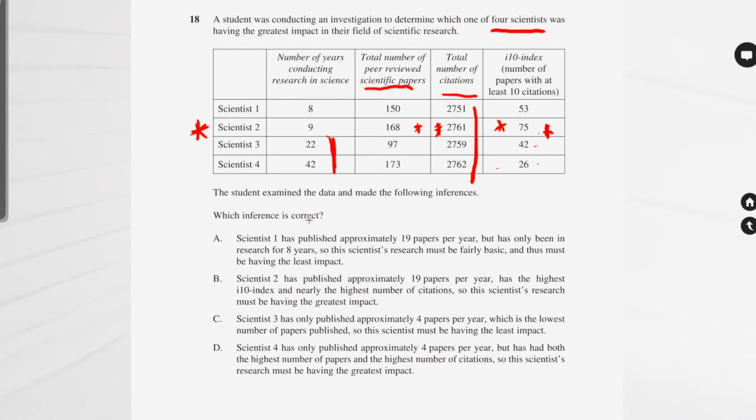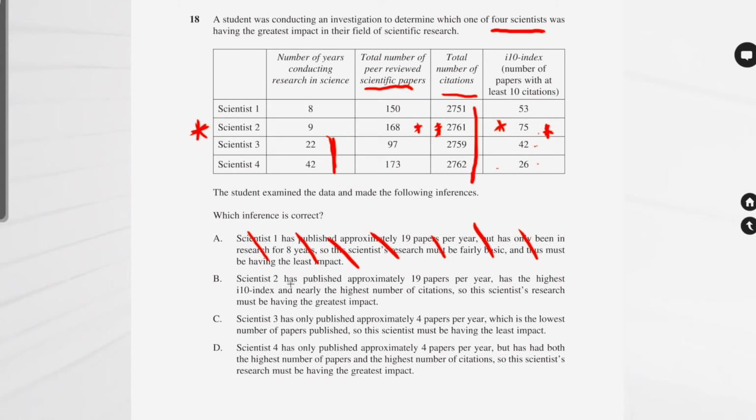So let's have a look here. Scientist 1 has published about 19 papers per year, but has only been in research for 8 years. So this scientist's research must be fairly basic and must be having the least impact. When you have a look at that, that scientist, even though they've been working for only 8 years, has had just as much impact as scientist 4, and even more impact than scientist 3. So the idea that it's just the years doesn't really make sense. So we're going to get rid of A, because they've had a massive impact.